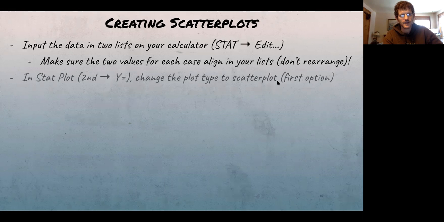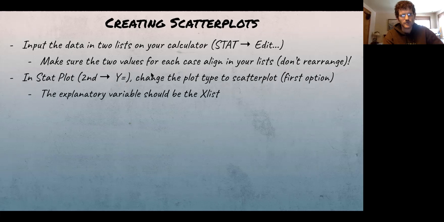Put them in exactly the same order as they are listed. Okay, now we can create a scatter plot using our stat plot menu. Again, that's hitting second and y equals in the top left. So I'm not expecting you to do this right now. I'm just kind of throwing out the steps, and then we're going to run through it.